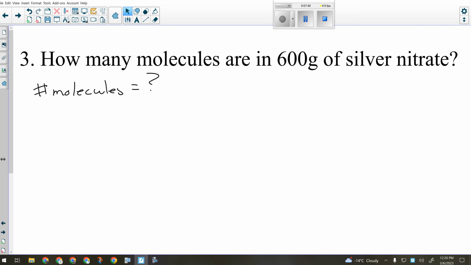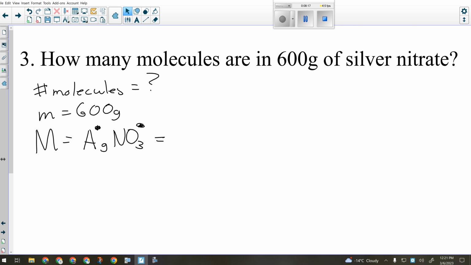What do I know if they tell me 600 grams? Small m, right? Mass is always in grams. And what does silver nitrate help me calculate? Big M, the molar mass. They tell me the material, but they told it to me in words, which means I've got to make sure that I get the formula right. Silver is Ag, nitrate is NO3. Silver's a plus one, nitrate's a minus one, so that compound is okay the way I have it written. Now I can figure out its molar mass.